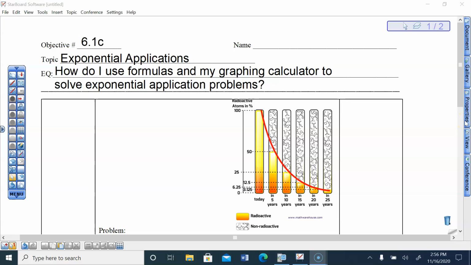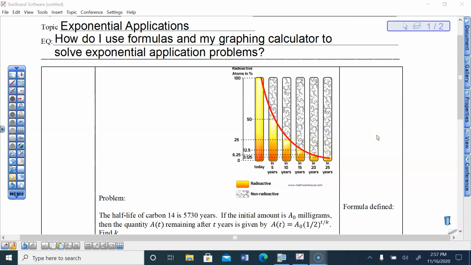Okay, so for lesson 6.1c, we're going to be working on some exponential functions with some word problems. But what we're going to do today is use formulas like the formula for half-life and the formula for compound interest, or a formula that maybe is embedded in the word problem, along with your graphing calculator to solve the exponential application problems. So let's start off by defining what is a half-life.